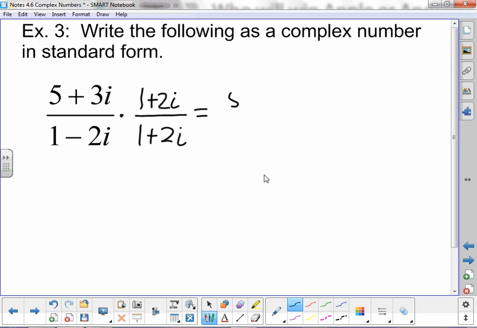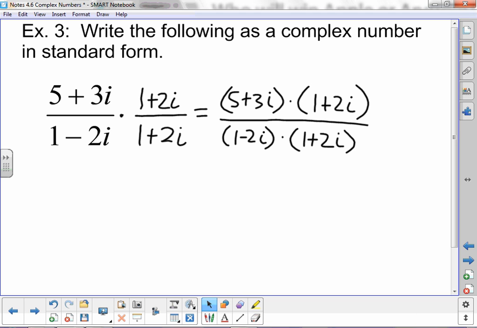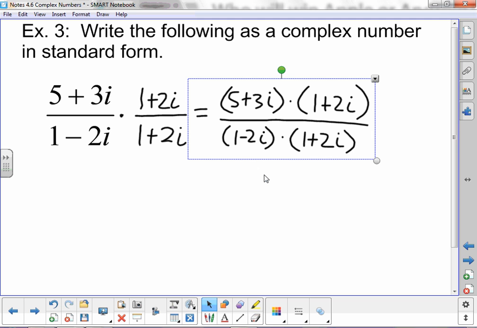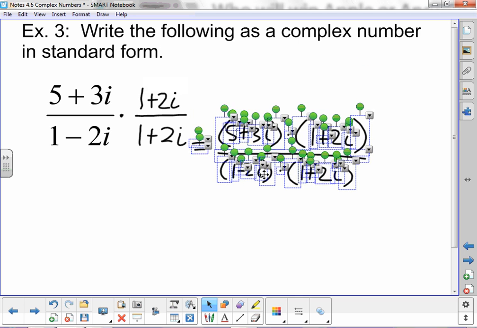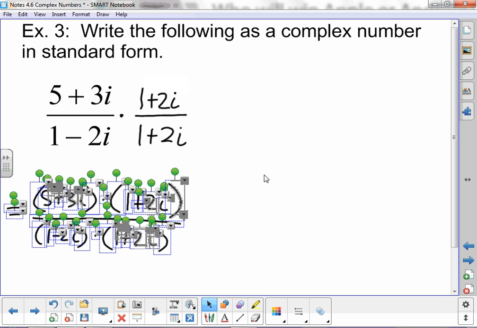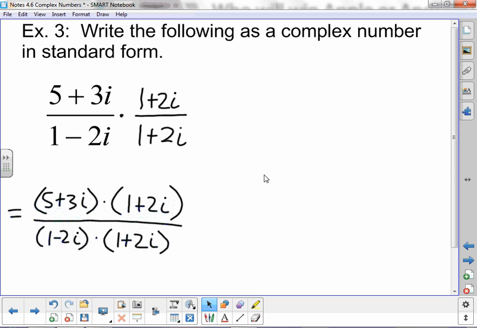On the top, we have a 5 plus a 3i times a 1 plus a 2i. On the bottom, we have a 1 minus 2i times a 1 plus 2i. So what we're going to do here is move it over. Oh, that's so much stuff. Okay, I'm going to move all of this down over here so I have some room to work.